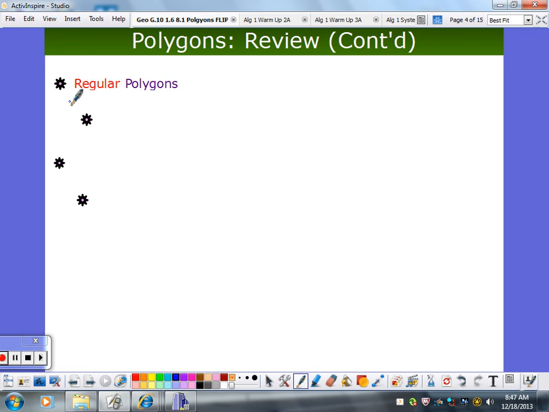Regular polygon, what does that mean? Regular, what does that mean? Yes, you're very smart. Geometry knows, it tells us. Yeah, so all the sides are congruent, all the angles are congruent.